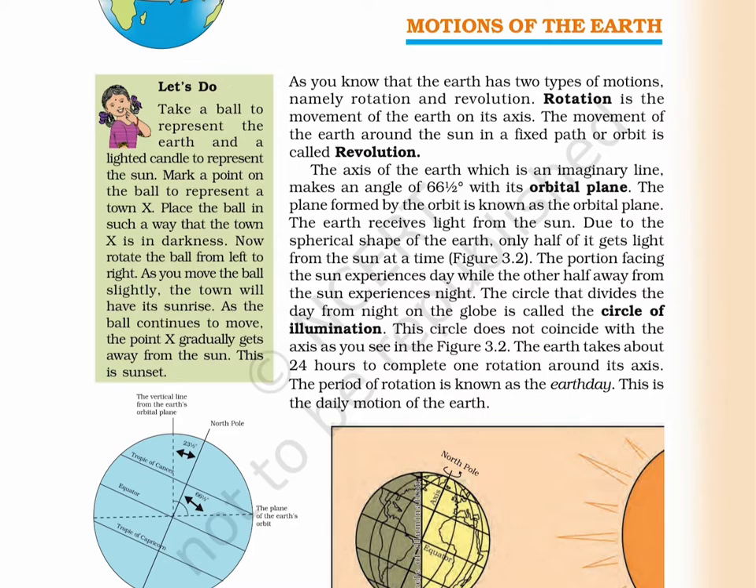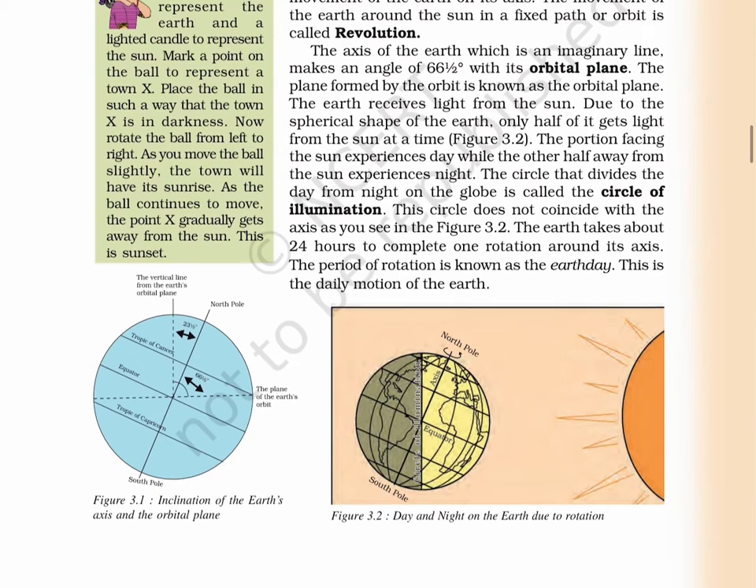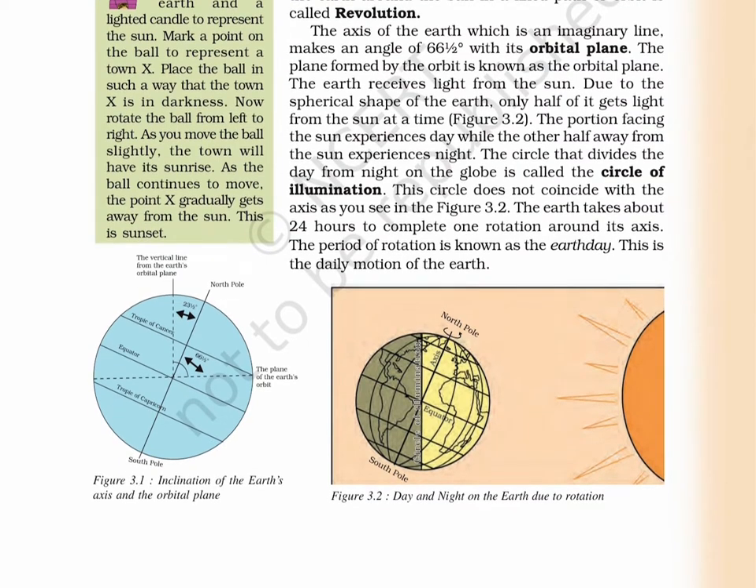Figure 3.2 shows day and night on the Earth due to rotation. Here we see the sunlight, the North Pole, the South Pole. We also see the circle of illumination, equator, and axis.